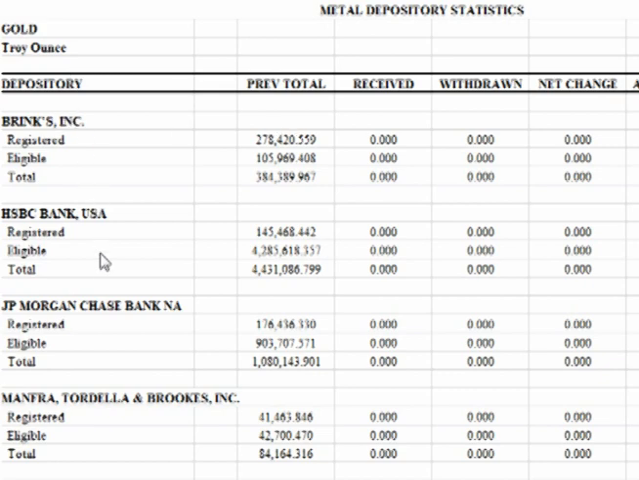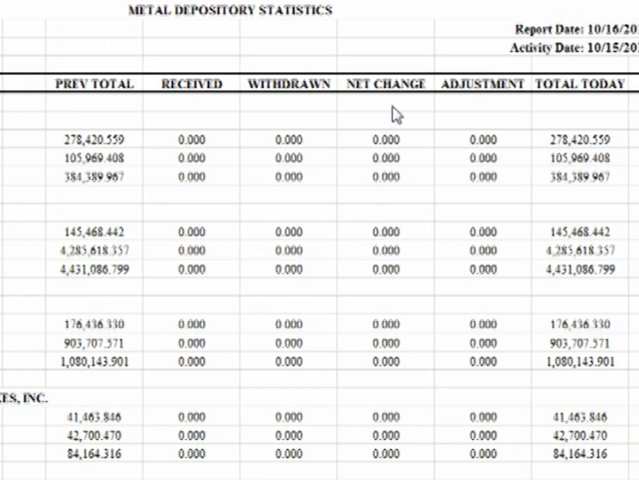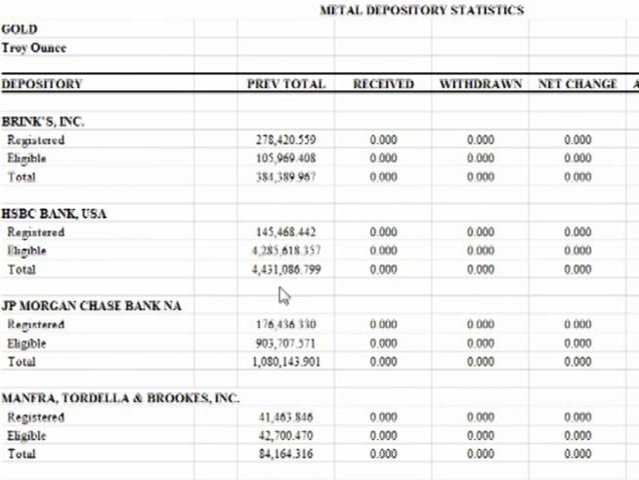In the left column is the list of Comex approved depositories. The next columns show the previous day's inventory levels, the quantity of metal received into inventory that day, the quantity of metal withdrawn from inventory that day, the net change in inventory levels, inventory adjustments, and finally the total inventory levels for the day. Each depository lists their quantity of metal in each of the two Comex inventories. Let's go over again the definition of eligible and registered inventories.